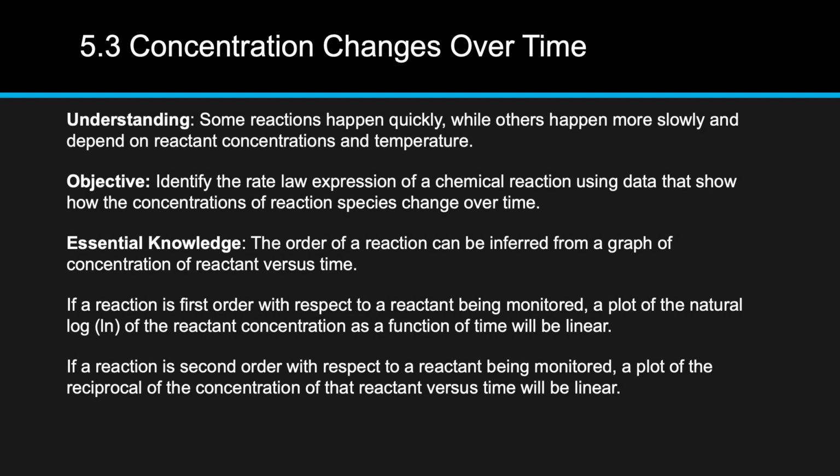Alright, hello everybody. This video is going over 5.3, which is concentration changes over time for the AP Chemistry curriculum. The understanding is that some reactions will happen quickly while others will happen more slowly, and that will depend on concentrations and temperature. The objective for this lesson is to identify the rate law expression of a chemical reaction using data that shows how the concentrations of reaction species change over time. And then if you'd like to pause to read the essential knowledge.